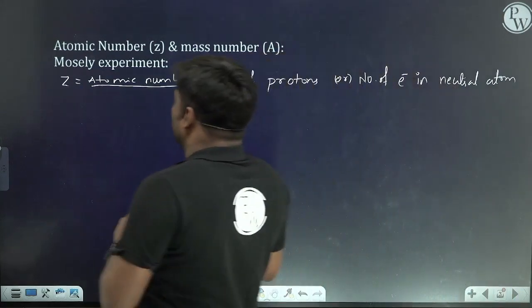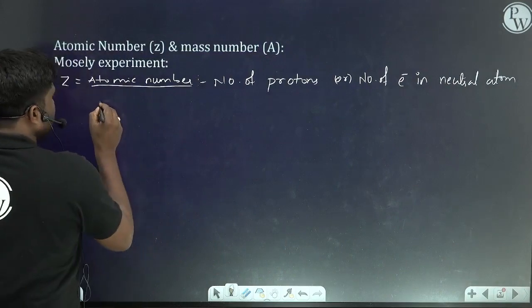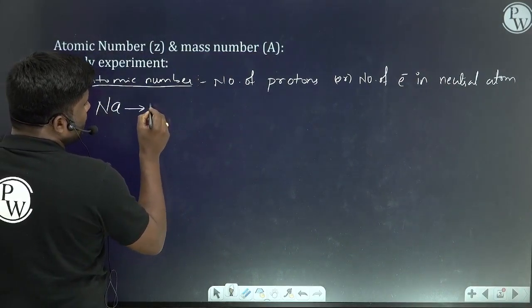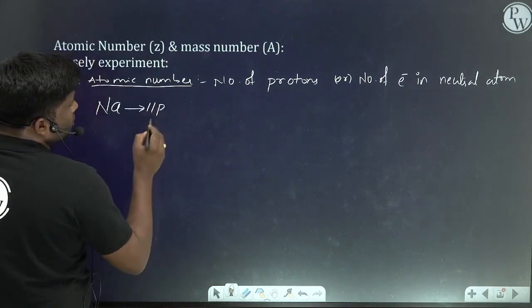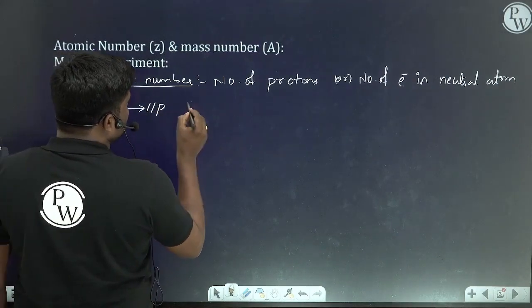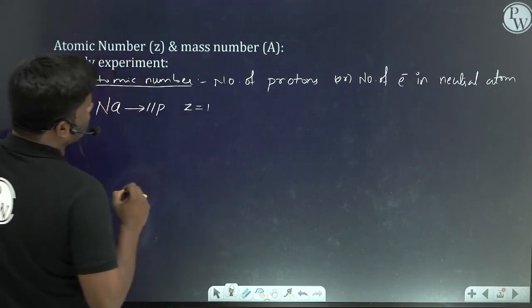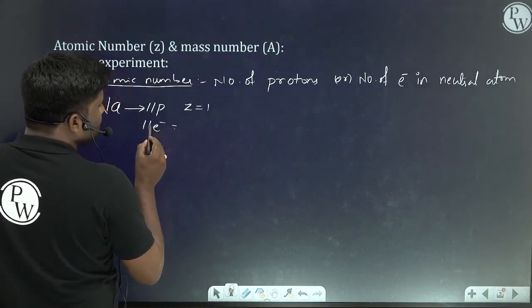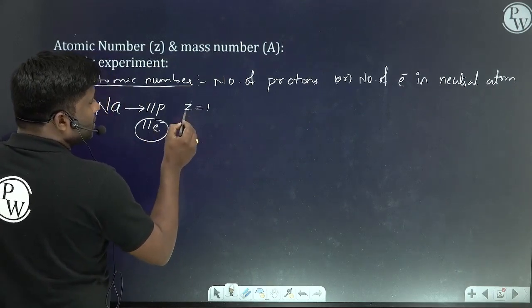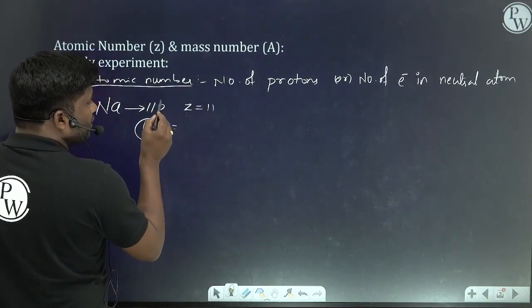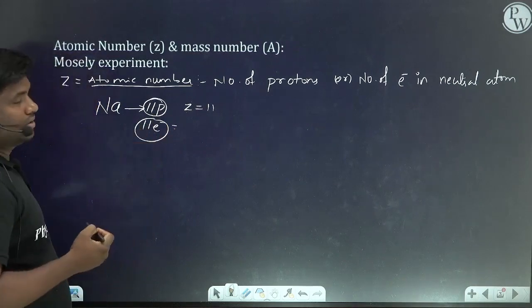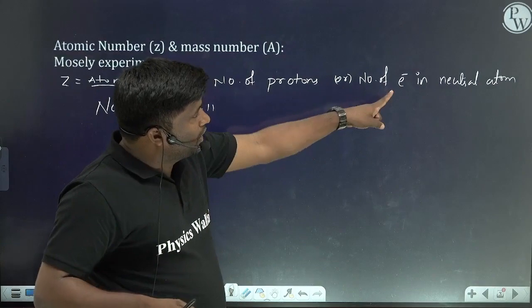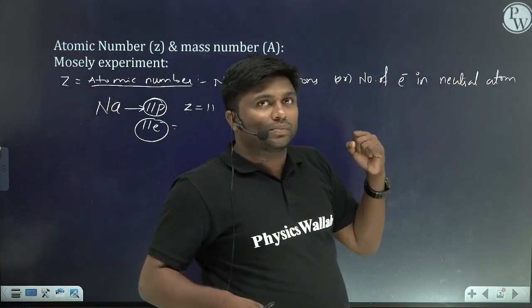For example, you have a sodium atom. In a sodium atom, it has 11 protons. So we can say its atomic number Z is equal to 11. And it also has 11 electrons. So that's why we say atomic number is equal to the number of protons or the number of electrons, for a neutral atom. While describing atomic number in terms of electrons, you have to mention neutral atom.